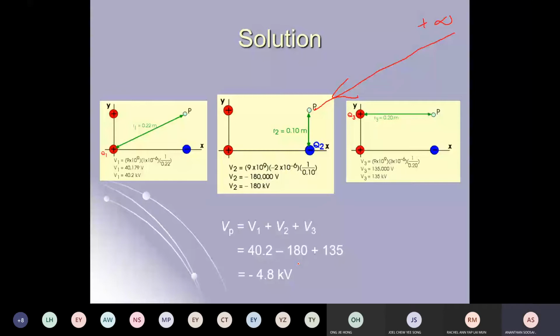Okay, so tell me, if a charge moves from infinity and comes close to P, will it gain kinetic energy or potential energy?